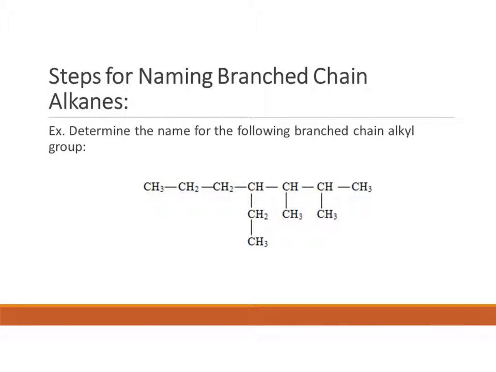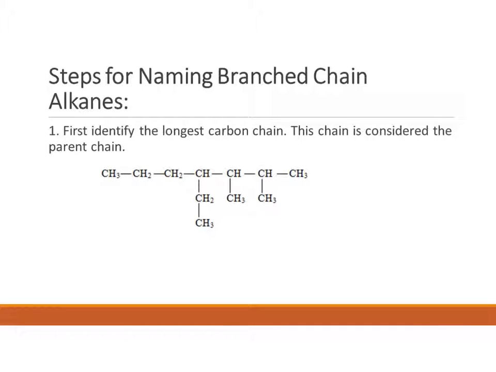Okay, steps for naming branched alkanes. They're pretty easy to name, you just follow these steps. So this is the example we're going to be working with, this big molecule here. Step 1 is to identify the longest carbon chain, and that's what we call the parent chain. So the longest carbon chain in this example, see if you can find it, and tell me how many carbons are in the longest carbon chain.